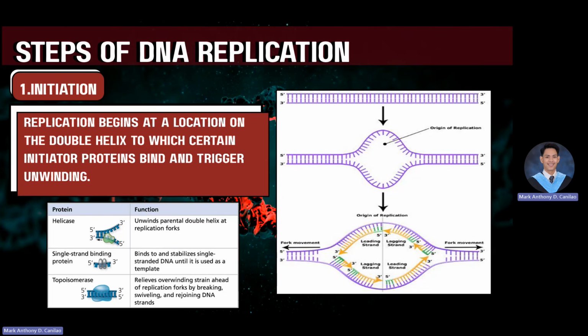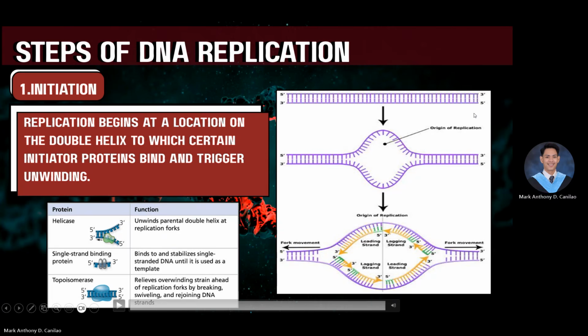Now replication begins at a location on a double helix to which certain initiator proteins bind and trigger the unwinding. If we look at the image, before DNA replication commences, it is a stable double helix strand. But with the help of our first enzyme, known as helicase, it unwinds and unzips the parental double helix and it forms a replication fork.